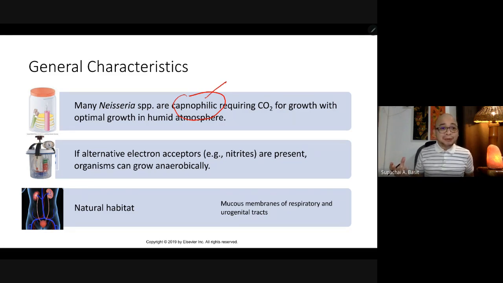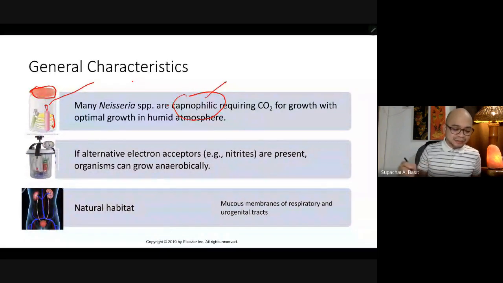Whenever we incubate them, it is best to incubate them in a candle jar. We place the petri dishes inside the jar, and then we light the candle, and we cover the jar. Once you have covered the jar, the atmosphere inside would be devoid of oxygen. So the fire of the candle will burn out and smoke will come out from the candle. Optimally, the smoke coming out from the candle would be supplying the CO2 needed by Neisseria.